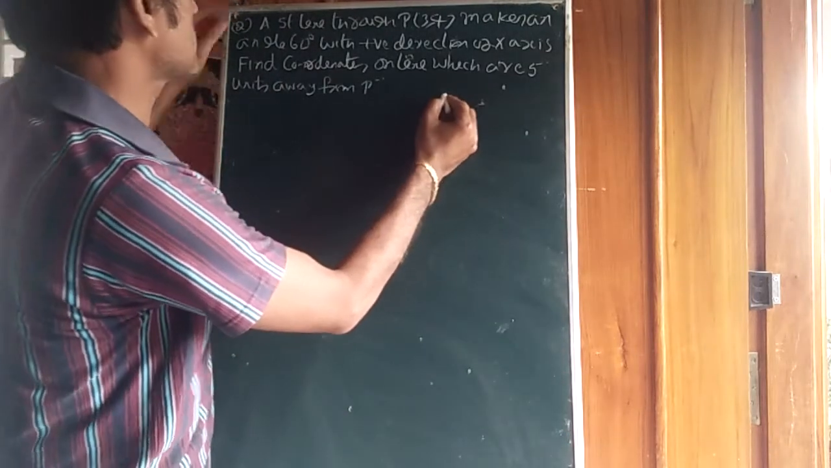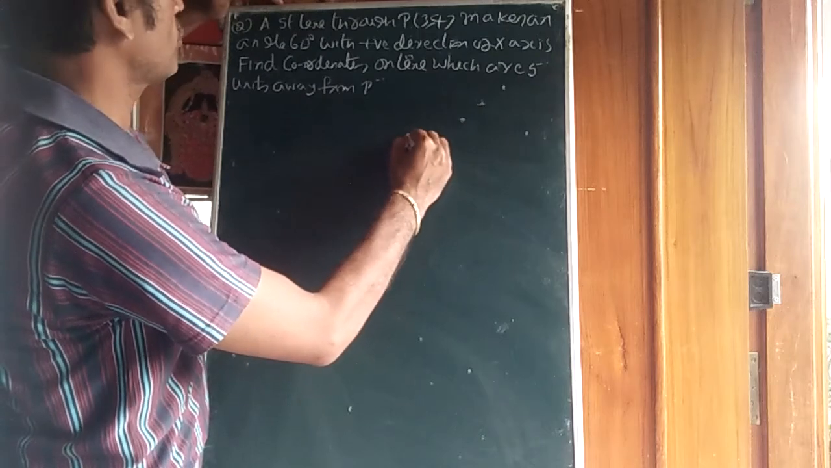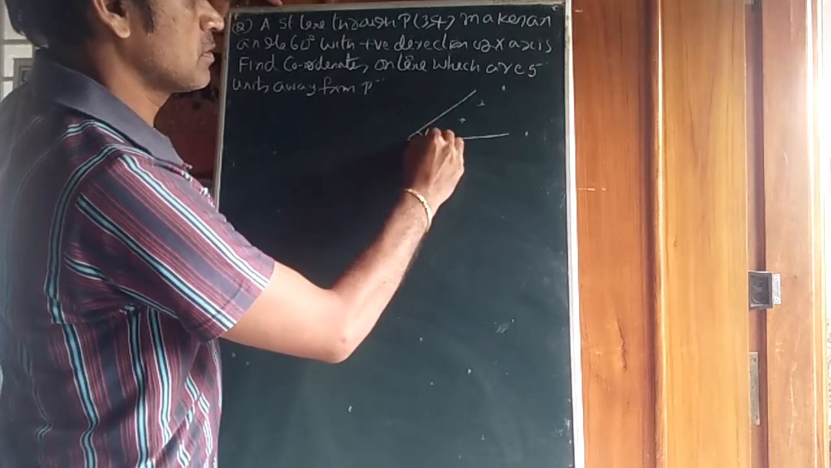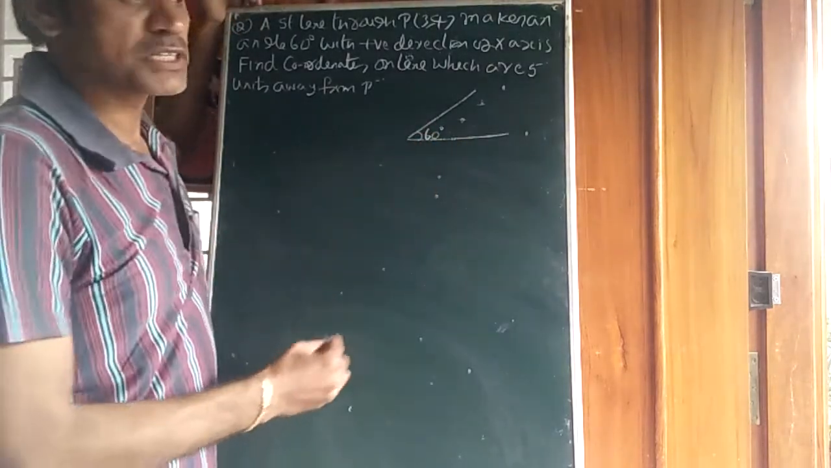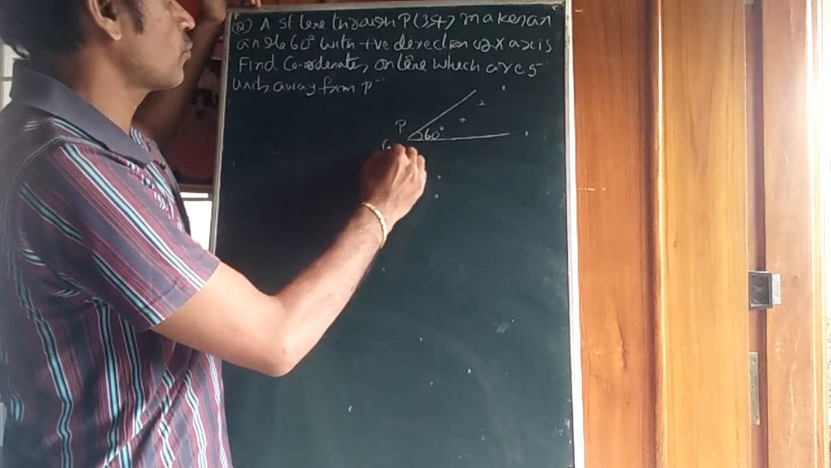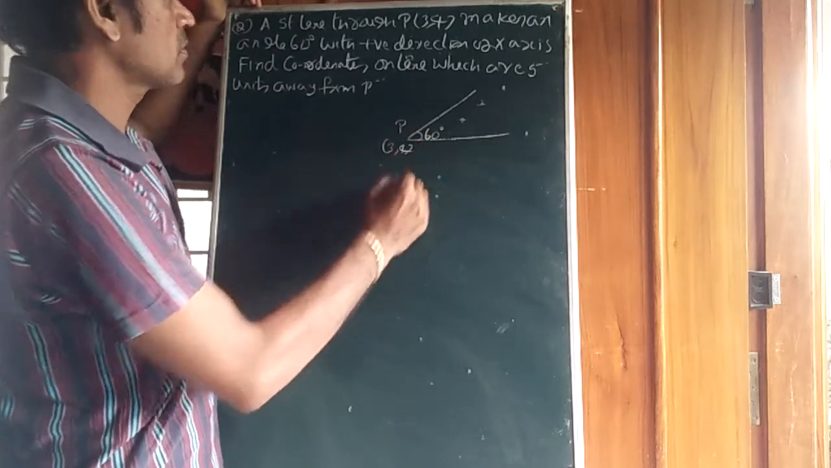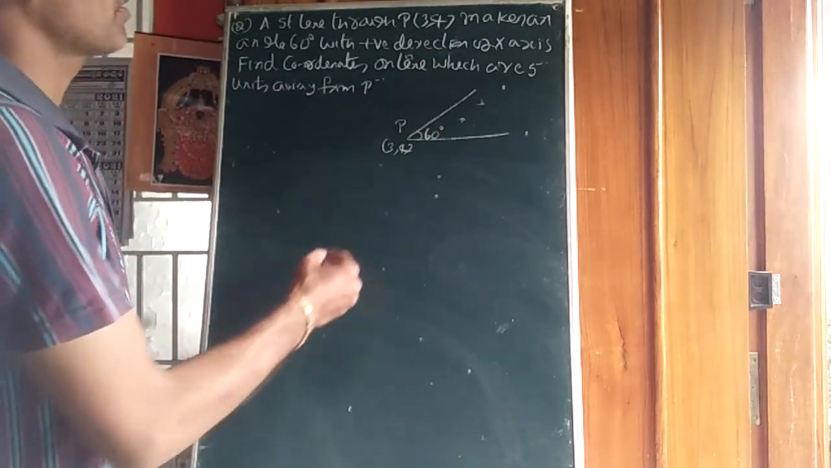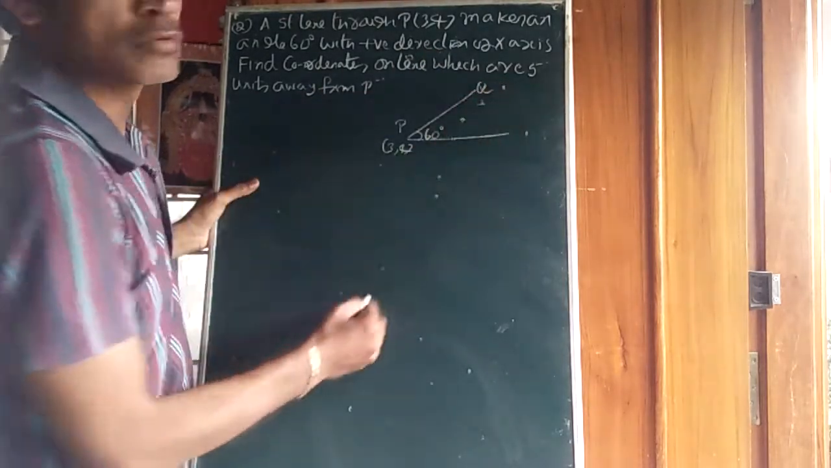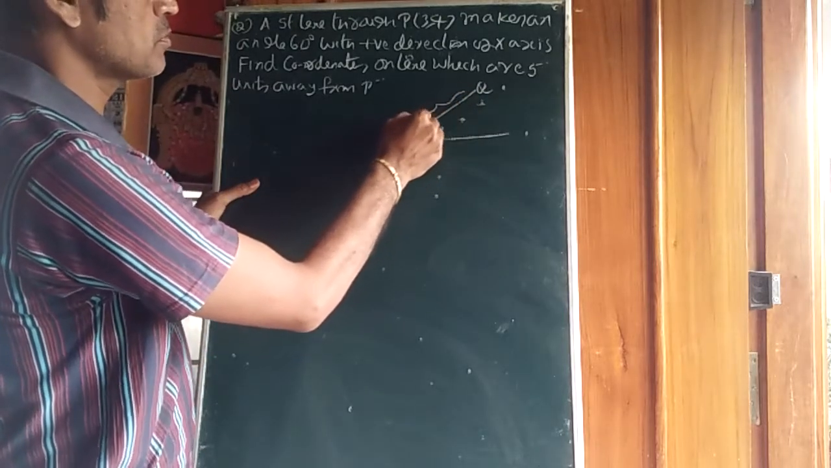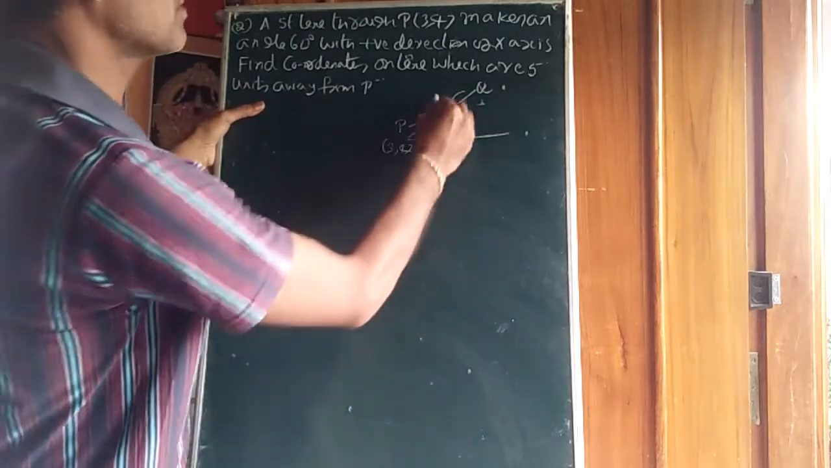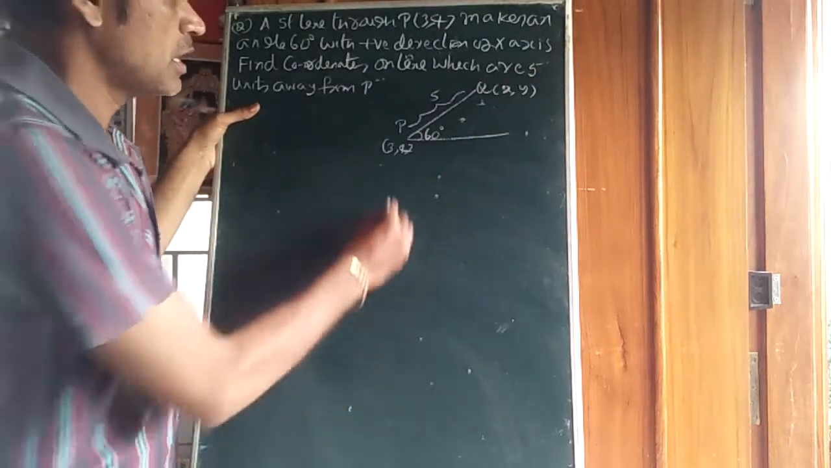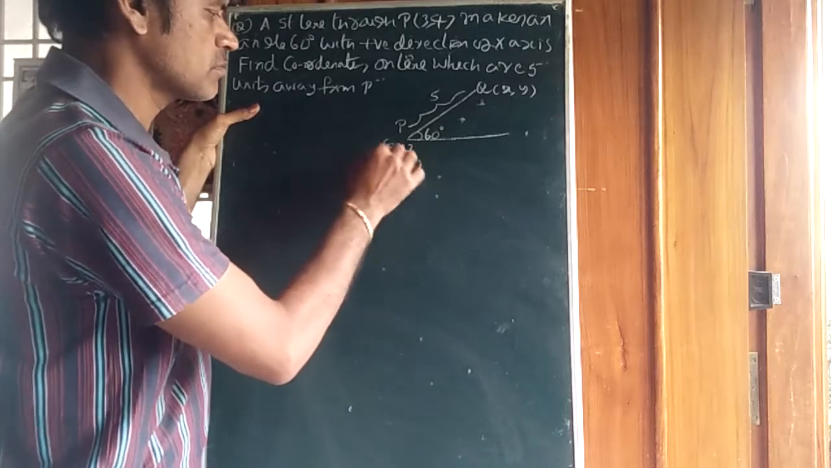So draw a diagram like this. A straight line passing through P(3, 4) makes an angle of 60 degrees with the positive direction of the x-axis. Put P(3, 4) here. Find the coordinates which are 5 units away from P. Let this be Q, and PQ is already given as 5 units. This is (x, y), and let this be (x1, y1).